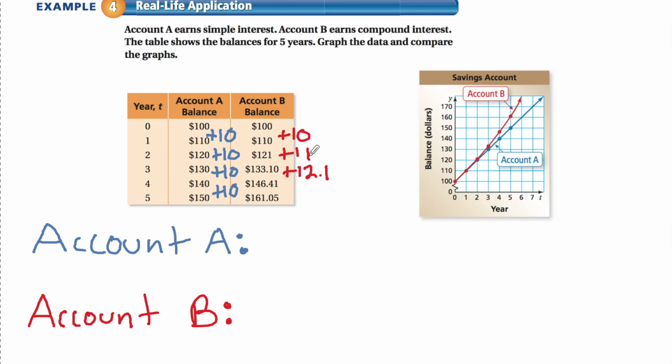It's not a constant growth. It doesn't have a constant rate of change. Therefore, it's going to be non-linear. While account A, on the other hand, does have a constant growth, a constant change, a constant rate of change. Therefore, it's plus 10, plus 10, plus 10, it is linear.